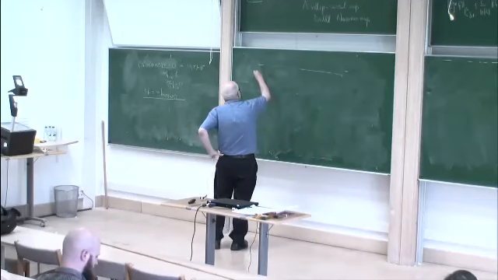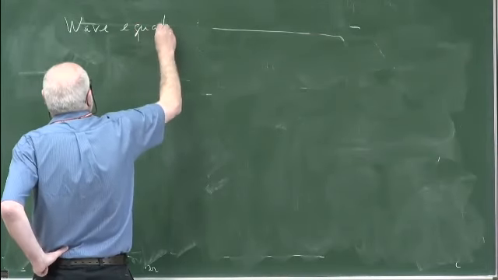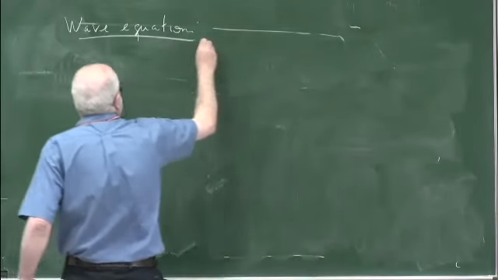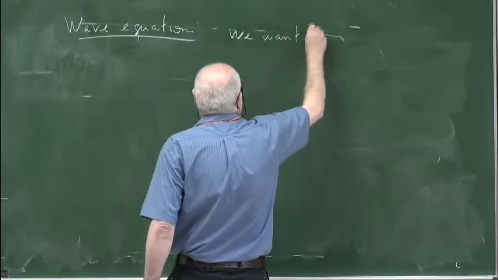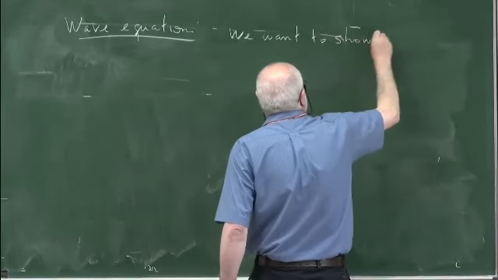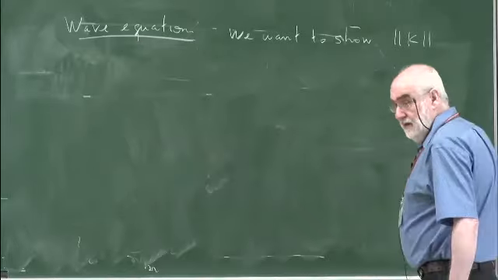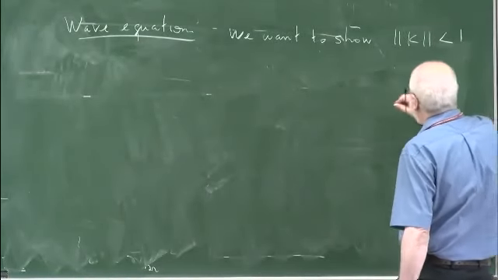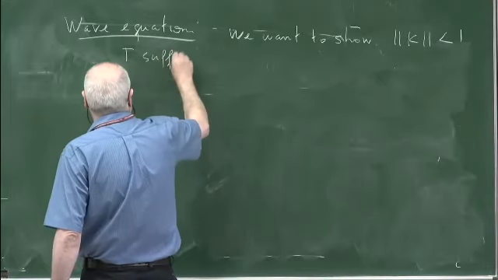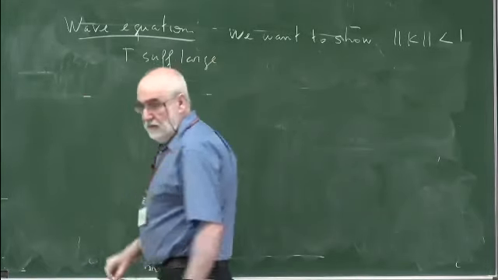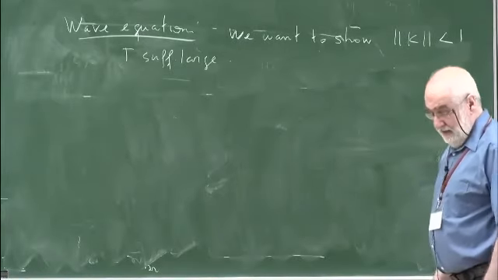So I will call this the study of the wave equation in more detail. We want to show the norm of K in a nice space, which I'm going to define here, is strictly less than 1 if T is sufficiently large. And we're going to have a more precise notion of what sufficiently large is.